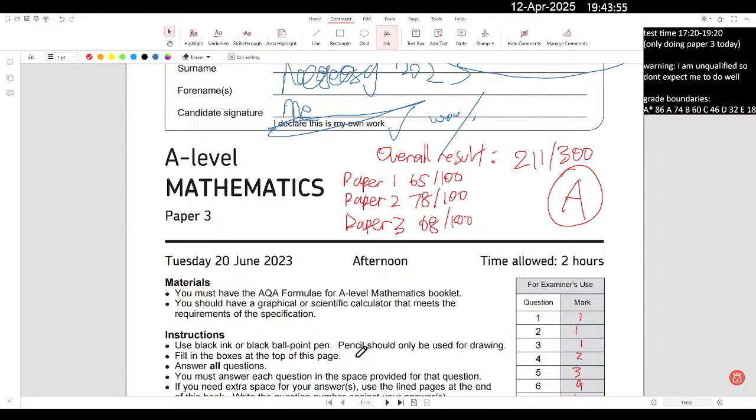Isn't A better than average? Or is it around average, or is it less than average? This is something I want to know.